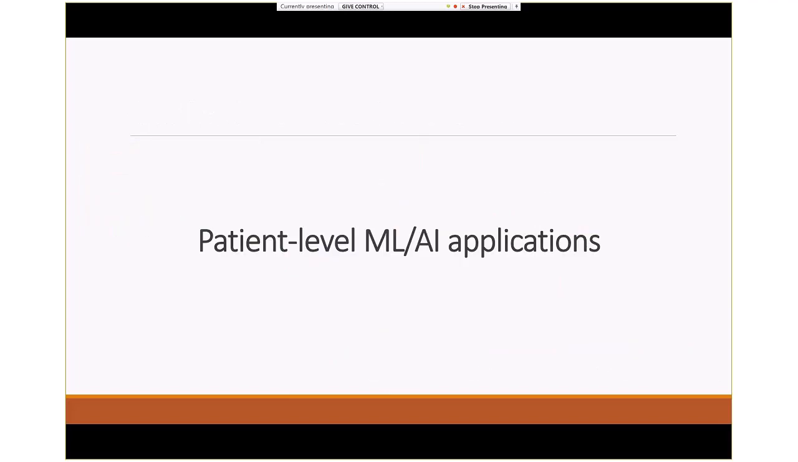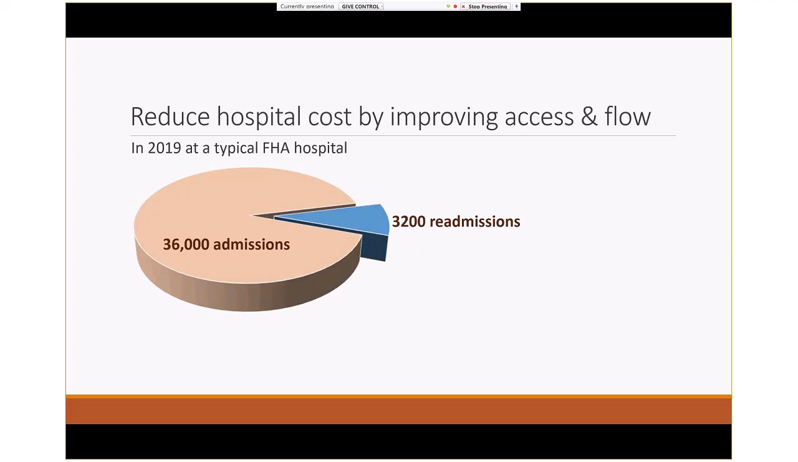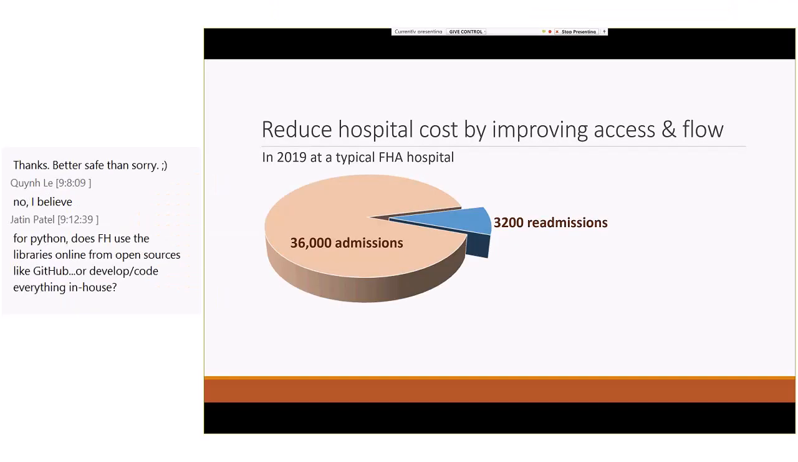The way I view ML AI application is in two broad categories: the patient-level application and the system-level application. A patient-level application is one that informs output at the individual patient level, so the action we expect the frontline staff to take will impact an individual patient. System level is something where the output is not informing per patient, but more about the system overall. I'll start by giving a few examples of what we have done so far at Fraser Health with regard to patient-level applications. The first one is our strategy to reduce hospital costs by improving access and flow.